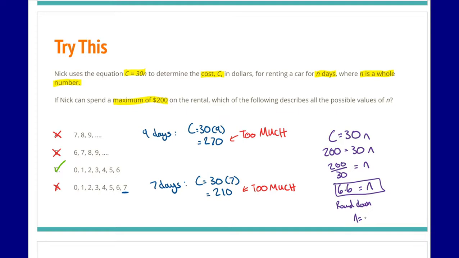And I would get n equals 6. So that means the most days that I could rent the car for is 6. Anything more than 6, I would be over my limit. So again, this is another way that this gives us C for our answer.